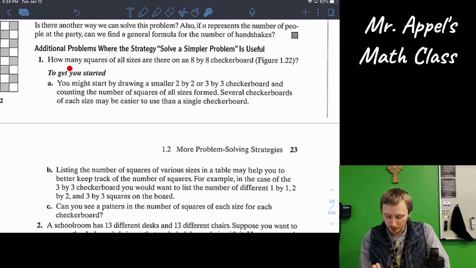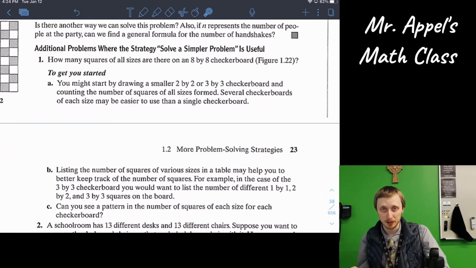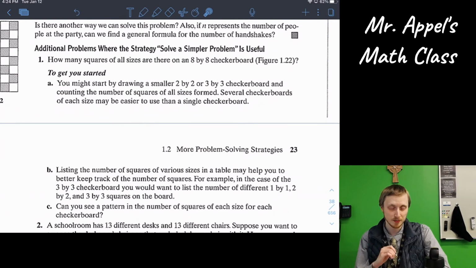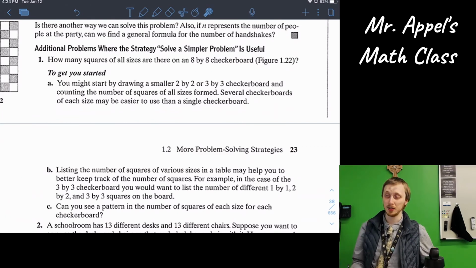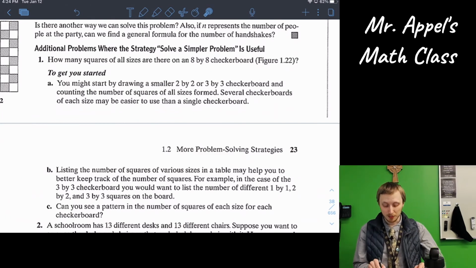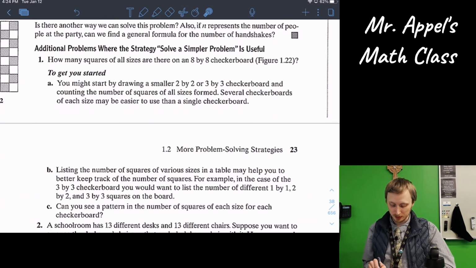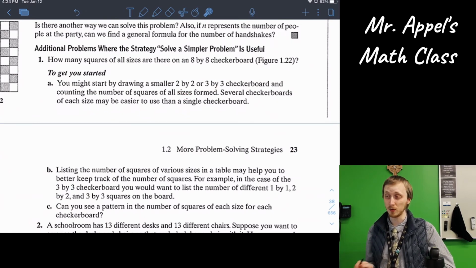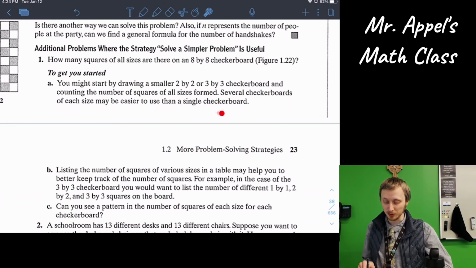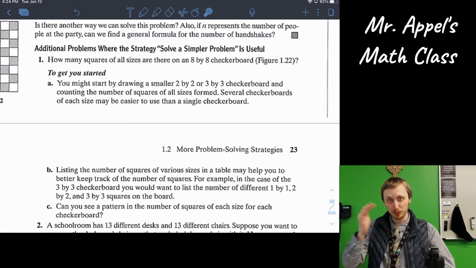The first: how many squares of all sizes are there on an 8 by 8 checkerboard? Some of the exercises from section 1.1 asked about how many squares of all sizes, but they never went to 8 by 8. Goodness. You should probably start by drawing a smaller 2 by 2 or a 3 by 3 checkerboard, counting the number of squares of all sizes formed. Several checkerboards of each size may be easier to use than a single checkerboard, right? Draw multiple drawings here.